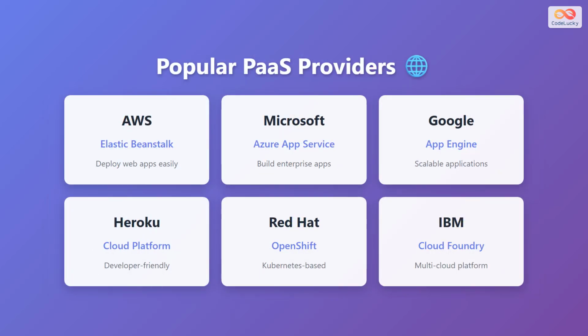Several major cloud providers offer robust PaaS solutions. Amazon Web Services provides Elastic Beanstalk for easy web application deployment. Microsoft offers Azure App Service for building enterprise applications. Google Cloud has App Engine for scalable application hosting. Heroku provides a developer-friendly cloud platform known for its simplicity. Red Hat offers OpenShift, which is built on Kubernetes for container-based applications. And IBM provides Cloud Foundry as a multi-cloud platform. Each provider has unique strengths, so choosing the right one depends on your specific requirements and existing technology ecosystem.